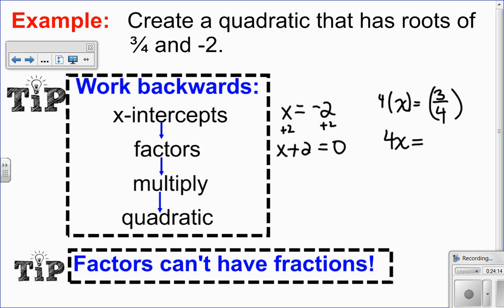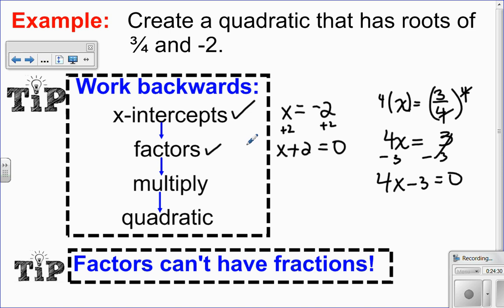And if I multiply 3/4 by 4, 4 divided by 4 is gone, I get 3. And then I will subtract 3 from both sides. 3 take away 3 is 0. 4x minus 3 equals 0. So I've done my x-intercepts to factors.